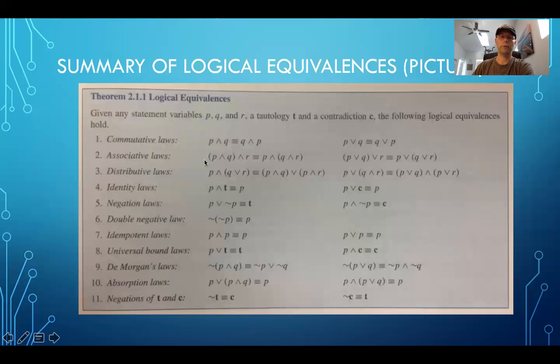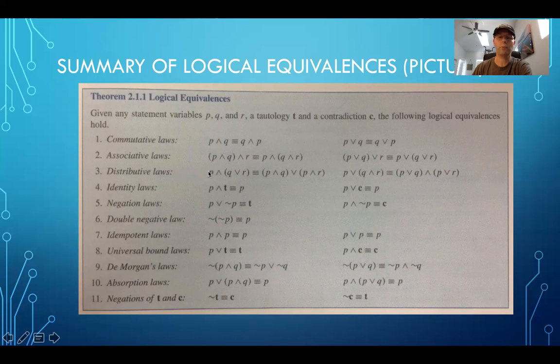So here are some truths. We've proven some of them, like De Morgan's law, but you can actually take these truths and create new truths with them instead of going the route of the truth table. I'll give you an example of one of these here in just a second.